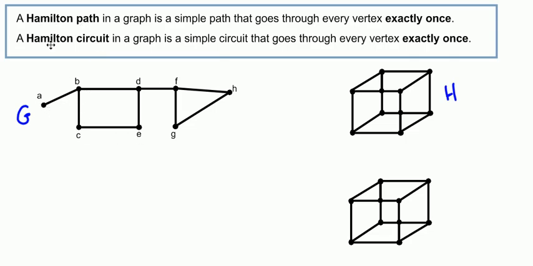Okay, so for a Hamilton path or a Hamilton circuit, it's a simple path or a simple circuit. That means you can't retrace edges, and you have to go through every vertex exactly once. Now, we're going to do this by exploration here.